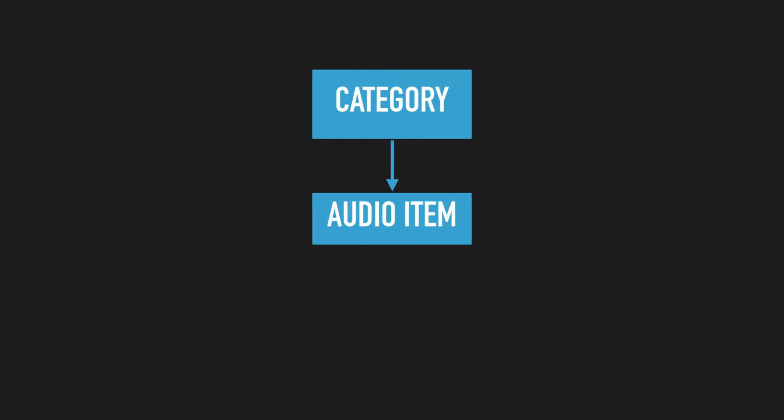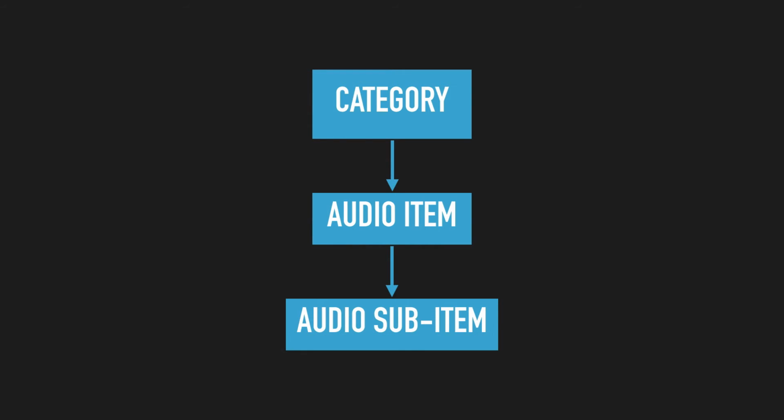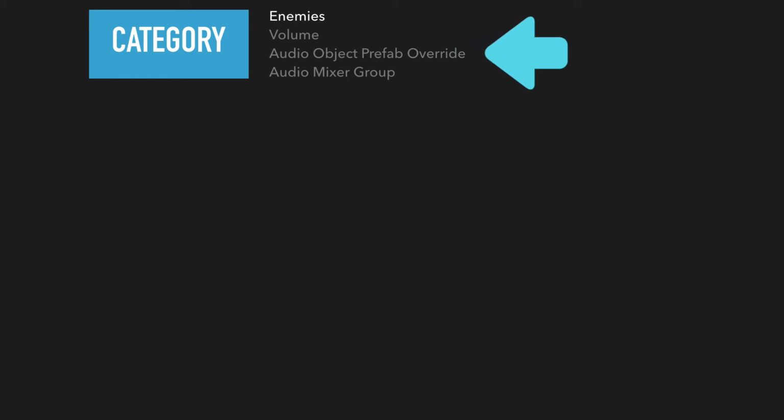Audio Toolkit uses 3 hierarchy layers: the category, the audio item, and the audio sub-item. The category is just a box that lets you define useful parameters for all enclosed audio items. For example, you could have a category enemies that should hold all enemy sounds. You can override global parameters here. For example, you can define a different audio source prefab to be used for all sounds in the enemies category if you want.